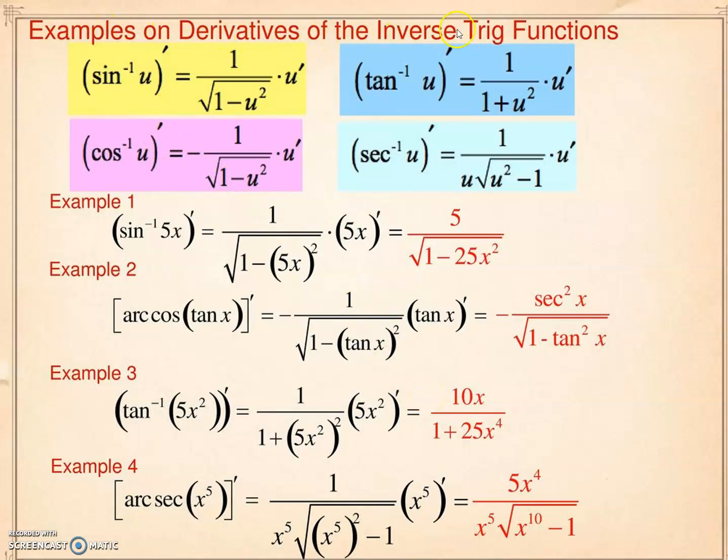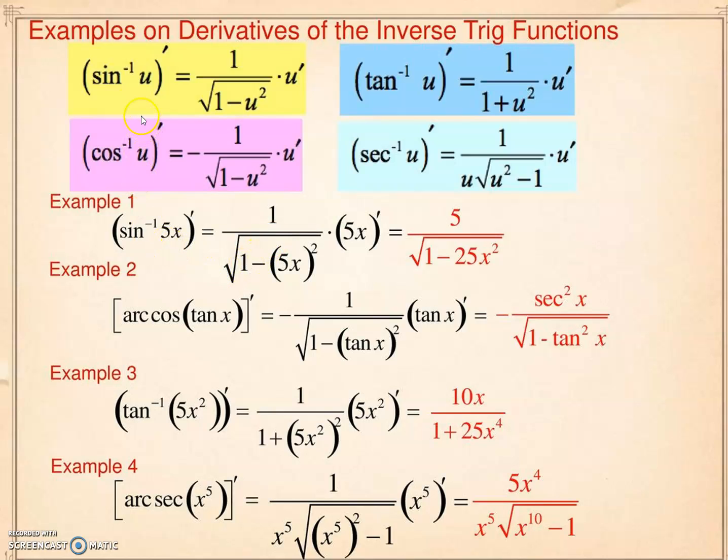Examples on derivatives of inverse trigonometric functions. The derivative of sin inverse u is 1 upon under root 1 minus u square into u dash. The derivative of tan inverse u is 1 upon 1 plus u square into u dash. The derivative of cos inverse u is minus 1 upon under root 1 minus u square into u dash. The derivative of sec inverse u is 1 upon u under root u square minus 1 into u dash.